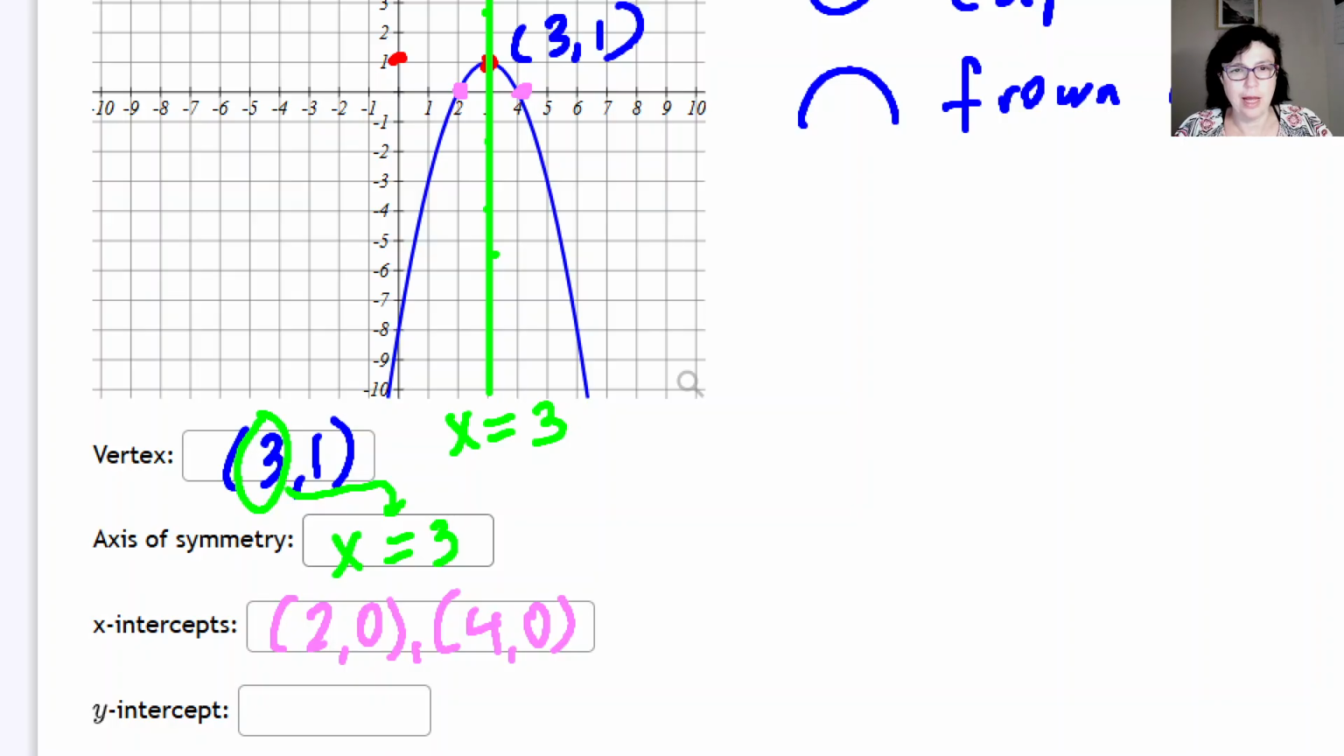Now, the last one is the y-intercept. That's the intersection with the y-axis. Where is that? That's right here. That's where the graph intersects the y-axis, or the vertical axis. Now remember, the y-intercept always has x equal to 0. So when you write it, x is going to be 0 and then y is going to be -8.